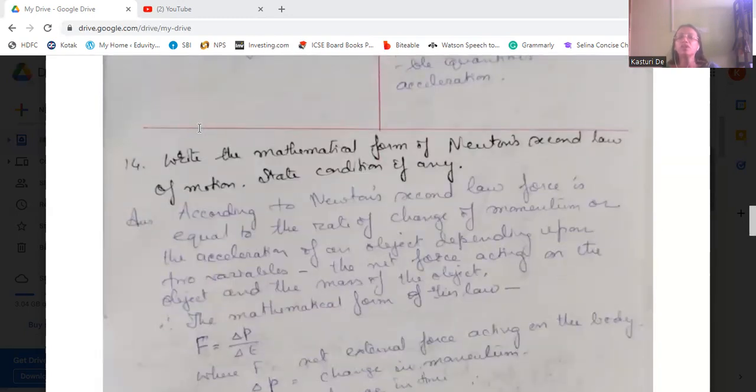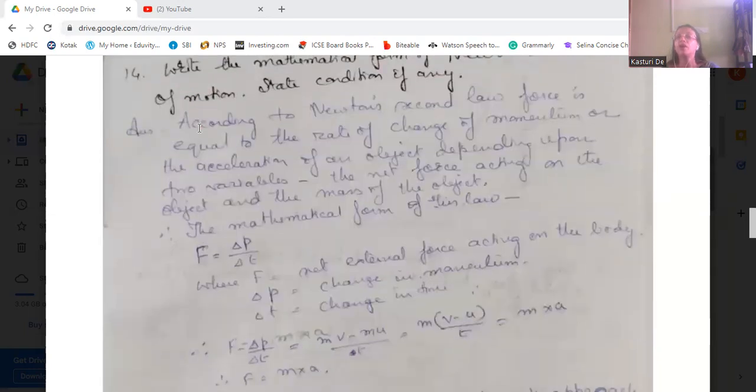Now write the mathematical form of Newton's second law of motion and state the conditions in it. According to Newton's second law of motion, force is equal to the rate of change of momentum, or the acceleration of an object depends upon two variables, that is the net force acting on the object and the mass of the object.